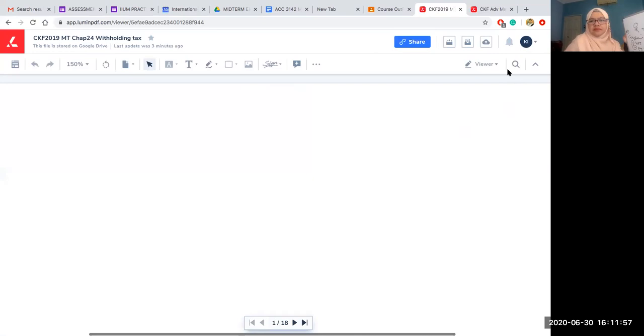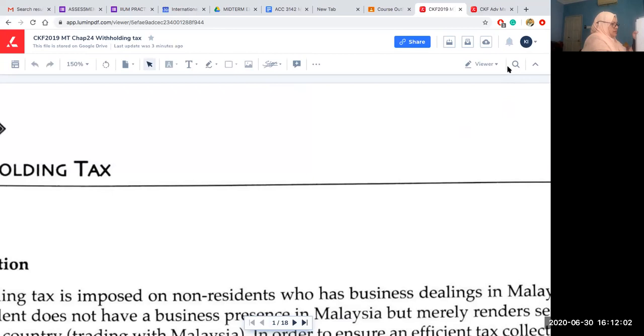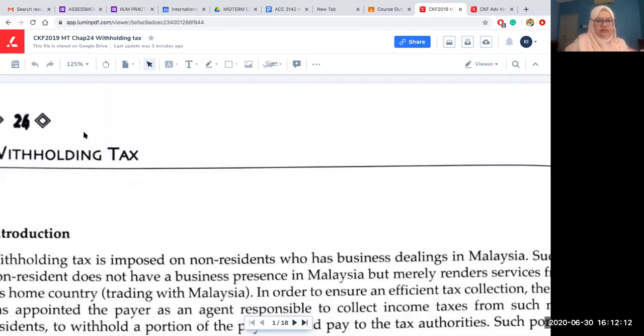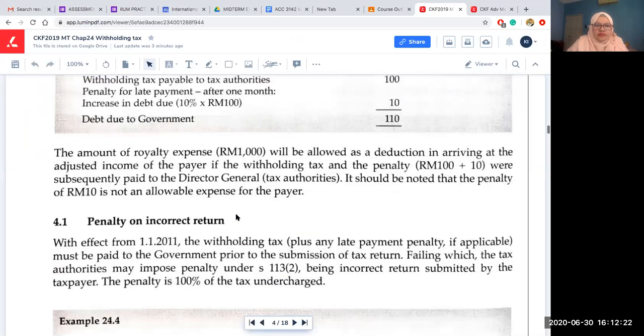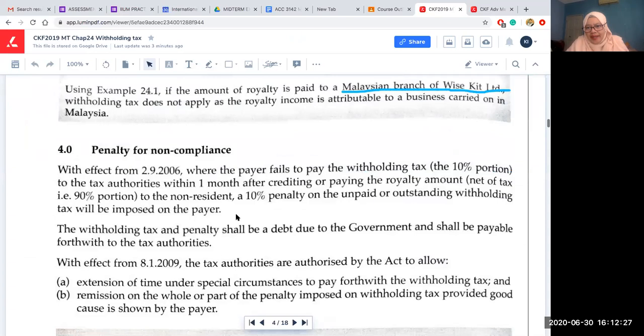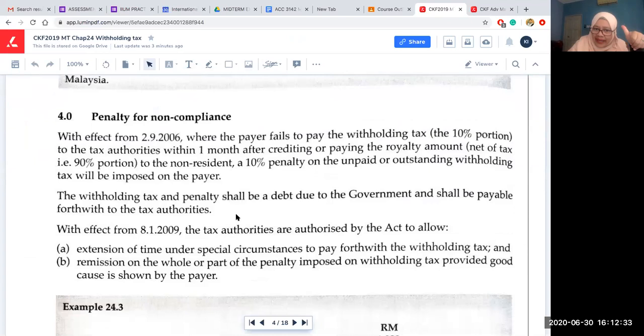Okay, so let's go for the next one. What if you do not comply? Non-compliant means that either you do not withhold tax, or you do withhold but you fail to pay to the authority within 1 month. Either one or both. So the penalty is 10% penalty.